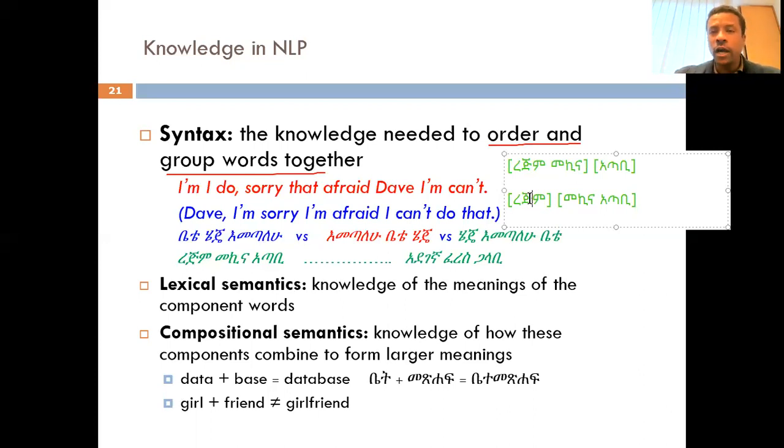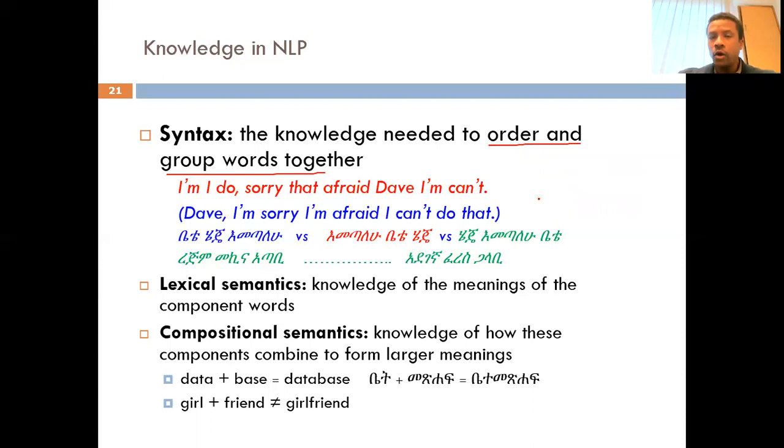And the study of such constructs is what we call syntax. So as we said, it is concerned with the order of the words, and at the same time the grouping of the words. For instance, if you have this sentence: "I am, I do, sorry, that, afraid, Dave, I am, can't", you know that you have all the words, but the order is not right. So we say this sentence is syntactically wrong.